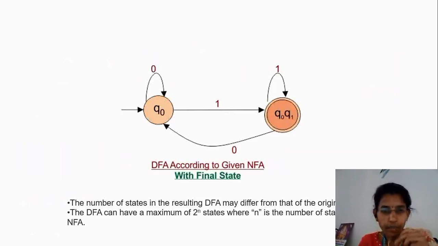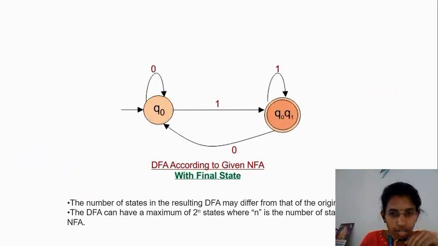Is it clear? DFA means one-to-one transition, so one state transition for a single input. This is the concept of how to convert the NFA into DFA. For the input 1, Q0 moves to only one state, the Q0, Q1 state. In the NFA, for the input 1, Q0 goes to either Q0 or Q1. Here I combine them and create a new state.